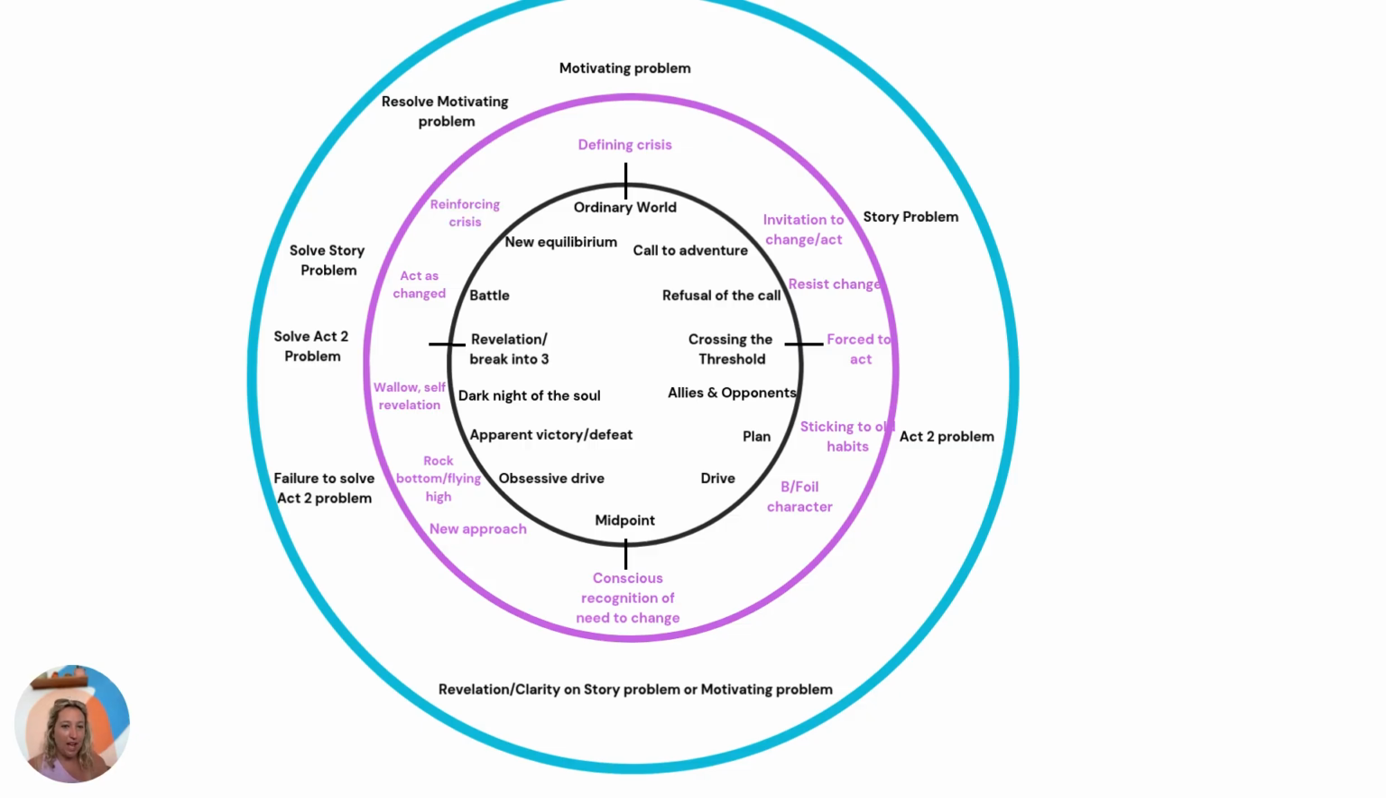So this here, I have new equilibrium, reinforcing crisis, and resolve motivating problem. It always gets tricky at the end because a lot of times, this reinforcing crisis could be before the battle, it could be during the battle, it could be after the battle. By reinforcing crisis, this is supposed to be your mirror moment of the defining crisis, where we see once and for all that the character has changed.